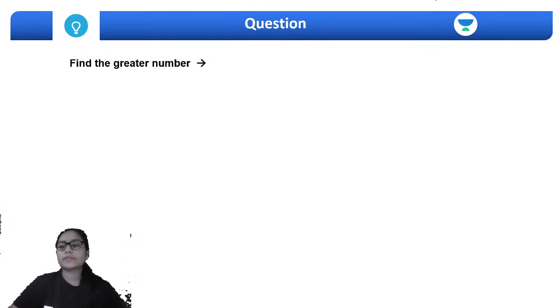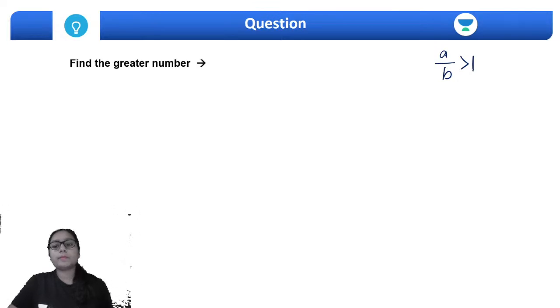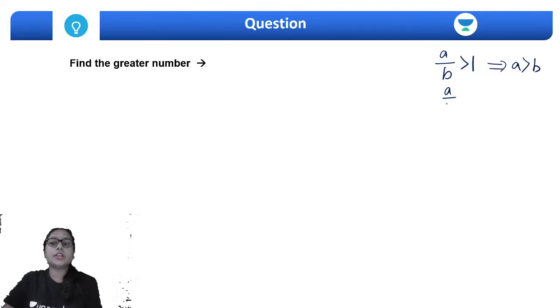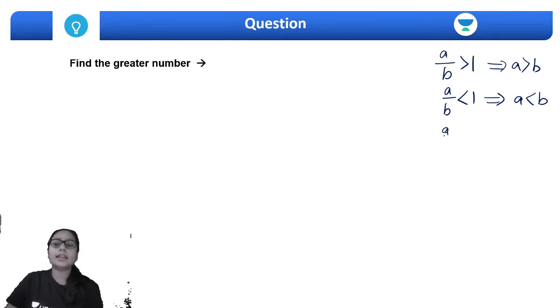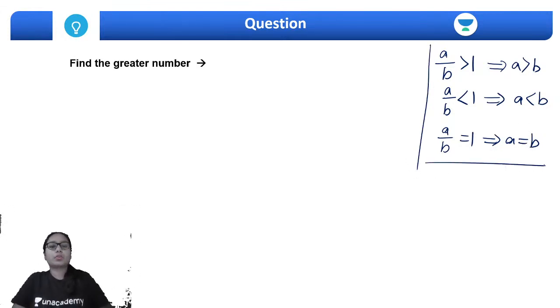So now see, there is one concept. Let us begin in some other way. Suppose I have the ratio A and B for two numbers A and B. If the value of A upon B is greater than 1, it means that A is greater than B. Similarly, if the value of A by B is less than 1, this means that A is less than B. And if the value of A upon B is equal to 1, this means that A is equal to B. We know this; this is quite basic.